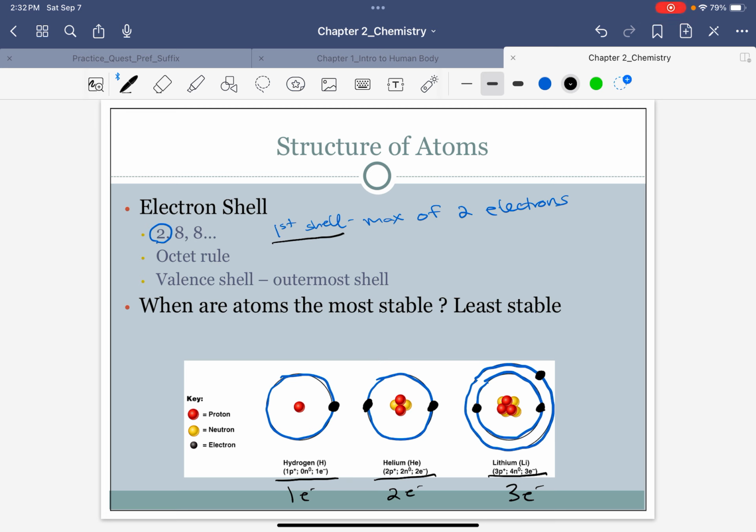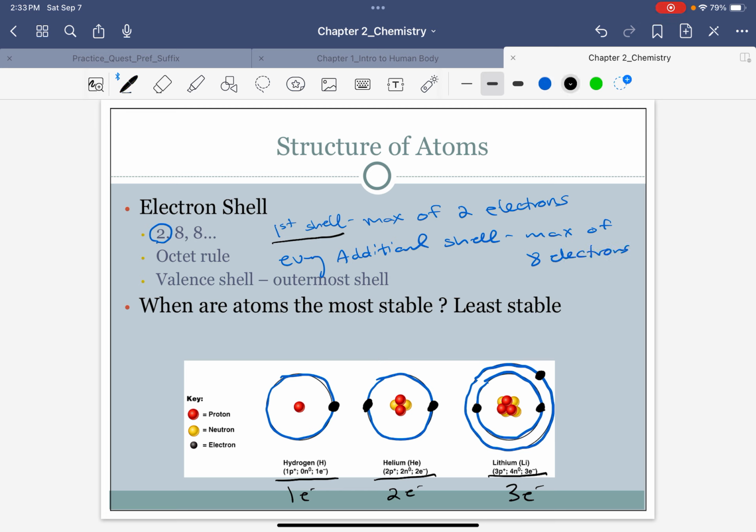Okay. Each additional electron shell can hold a maximum of 8. It's only that initial one that can only hold a maximum of 2. But every additional shell can hold a max of 8 electrons.